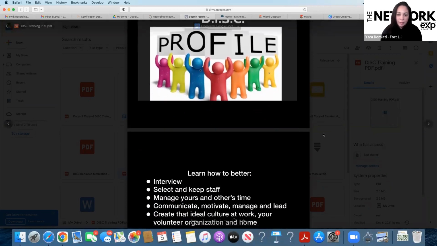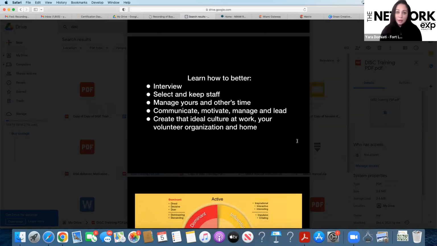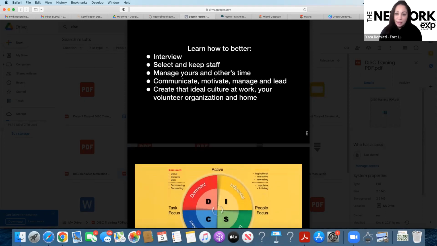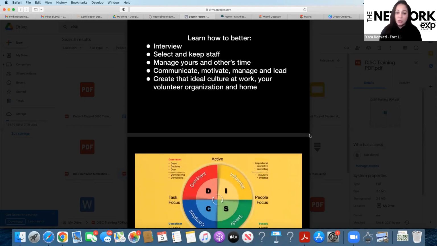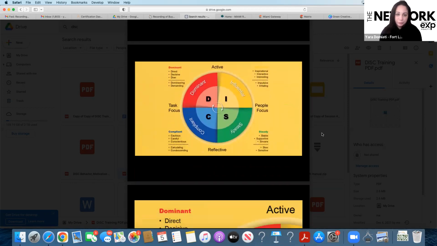All right, we're going to learn a little bit about DISC profile. The reason why you want to learn more about the DISC profile is not just for talking to clients, but if you ever are going to hire in the future, hire admin staff, hire agents to work for your team, you're going to want to know this for interview purposes, because you can spot a DISC profile a mile away, as long as you know what you're looking for. This will help you manage you and others' time, communicate, motivate, manage, and lead, create that ideal culture at work, and your volunteer organization and home.